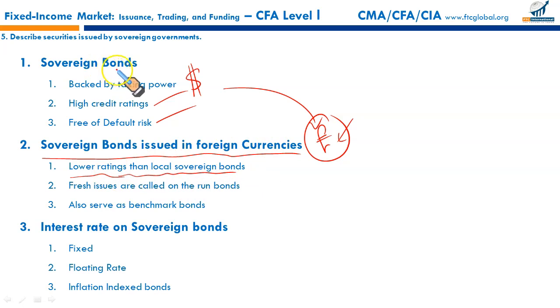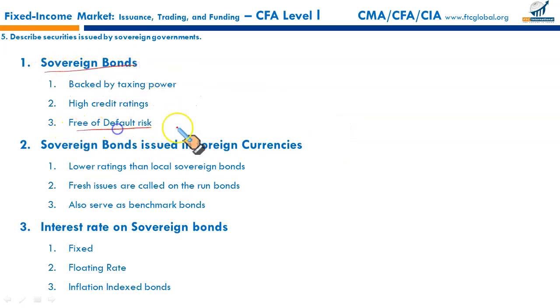And when the fresh issue comes in, sovereign bonds are risk-free, default risk is zero. Such bonds become a benchmark for other bonds, because the yields of other bonds are determined based upon these sovereign bonds. And fresh issues are called on-the-run bonds. All right, then the interest rate on sovereign bonds could be fixed, it could be floating, or it could be an inflation index bond. We discussed this in our previous reading.